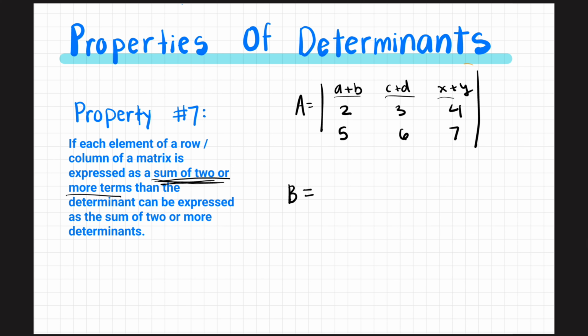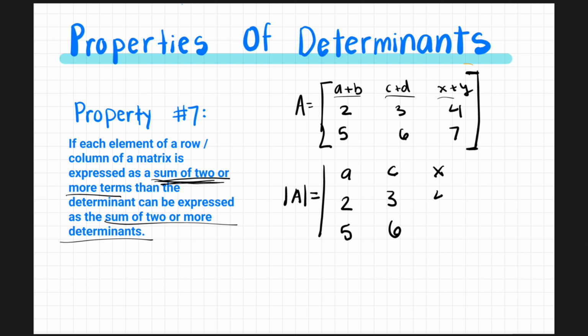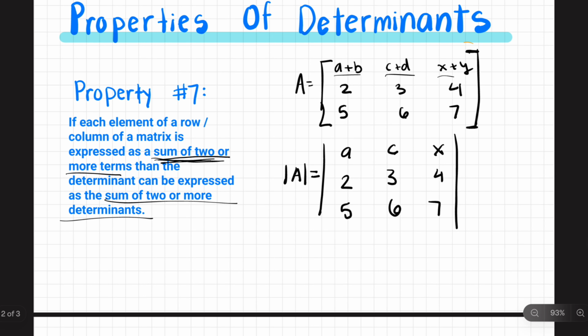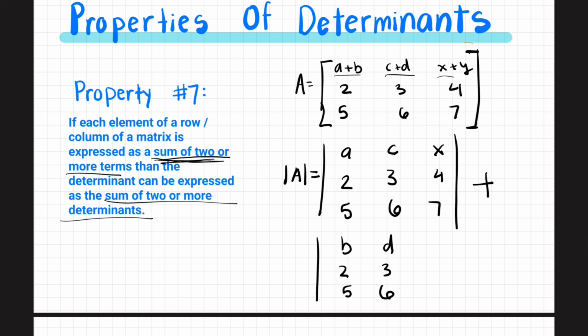And what this is saying is that the determinant of A, and this is supposed to be a matrix, can be expressed as a sum of 2 or more determinants. That's basically saying the determinant of A is also the determinant of A 2, 5, C 3, 6, X 4, 7. Can't fit that in one line, but plus B 2, 5, D 3, 6, and Y 4, 7.